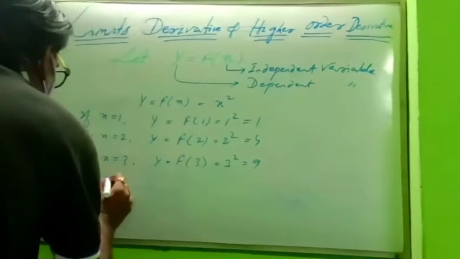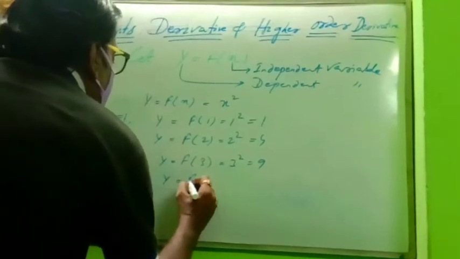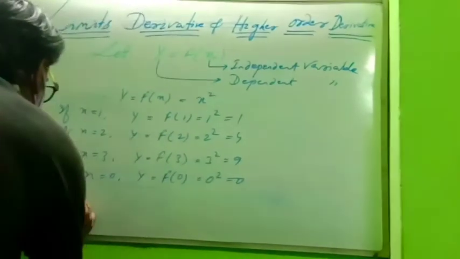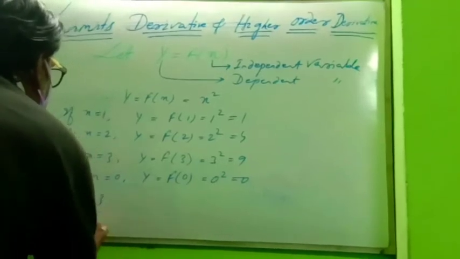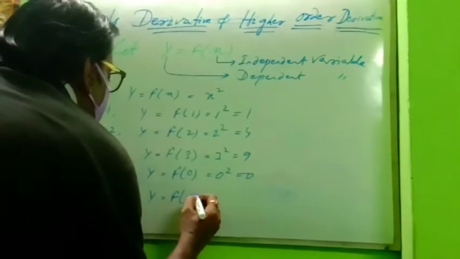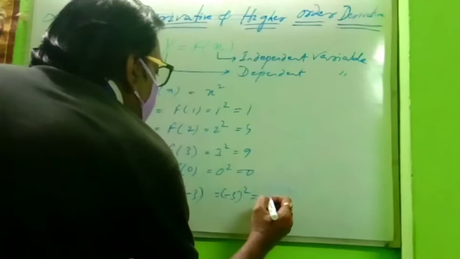If x is equal to 0, then y will be how much? That is f of 0, which is equal to 0 whole square, that is equal to 0. If x is equal to minus 3, then what is the answer? Y is equal to f of minus 3, that is minus 3 whole square, which is equal to 9.